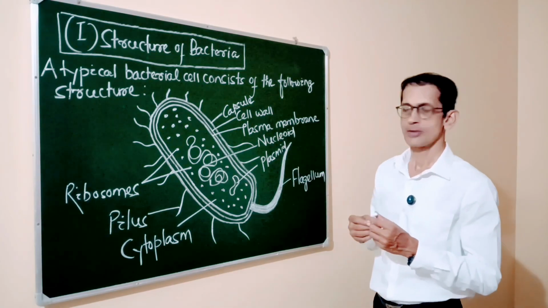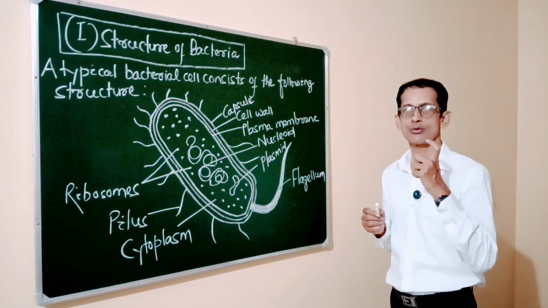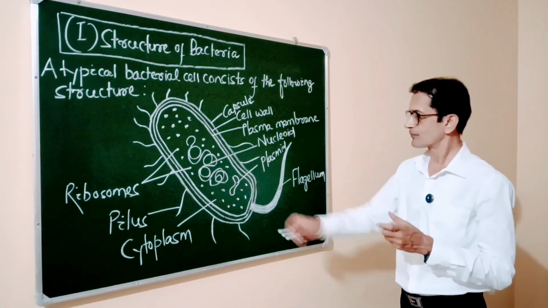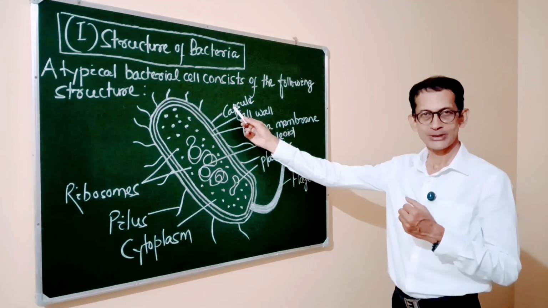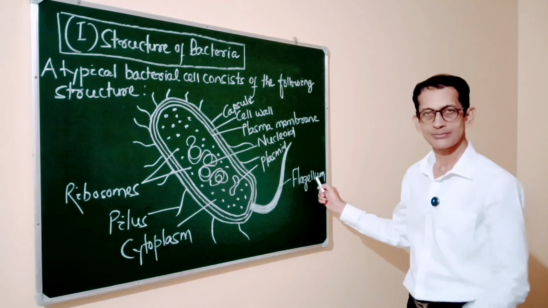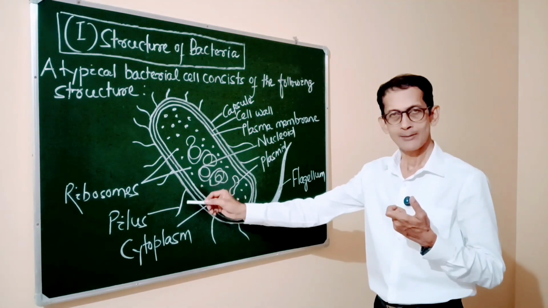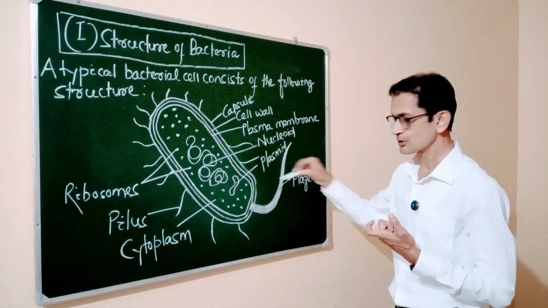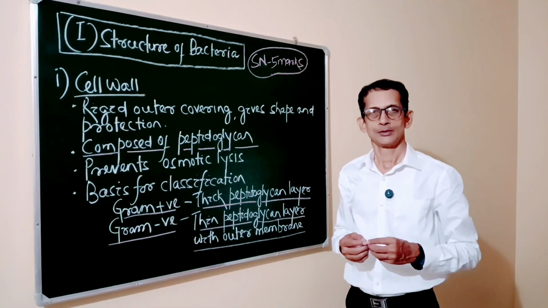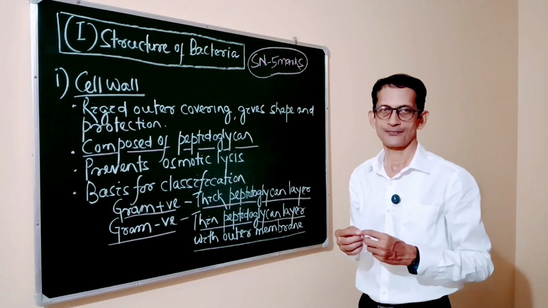So let's start with the structure of bacteria. A typical bacterial cell consists of the following structures. In this case, you have to draw a neat and labeled diagram. Already you are aware of the diagram. So once again: the capsule, the outermost layer in some cases, cell wall, plasma membrane, nucleoid, plasmid, flagellum, plural flagella, cytoplasm, pilus, plural pili, and ribosomes. In this way, first you need to draw a neat and labeled diagram. After the diagram, you need to highlight and describe each and every component of this.